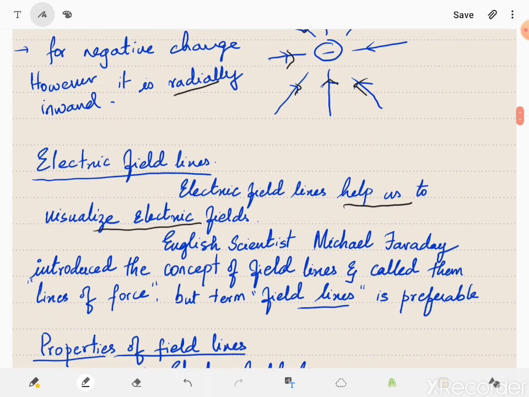Because as we progress, you'll see that a few textbooks, such as Halliday-Resnick in the previous editions, have called it lines of force. I don't want to confuse you by talking about it right now. Keep a hold on it. We will talk about it in the next lecture.